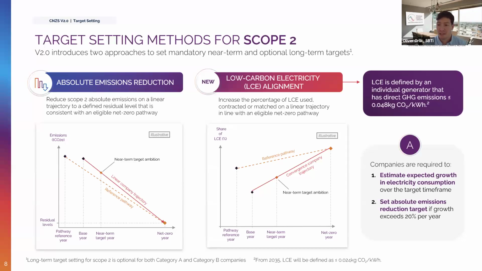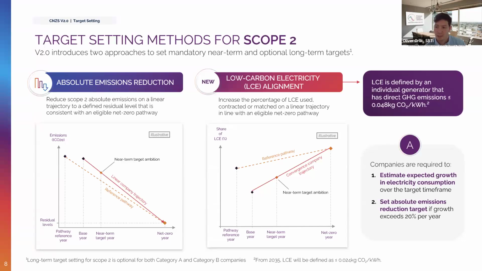So that's to progressively increase the share of qualifying low carbon electricity used, contracted, or matched over time and aligned to net zero pathways. So this would be useful for companies in certain regions where it's difficult for them to procure low carbon energy today. So you could instead focus on procuring more low carbon electricity within your entire inventory in the regions in which you can procure that. And it's also useful for growing organizations because you can continue to emit more and more scope 2 emissions.